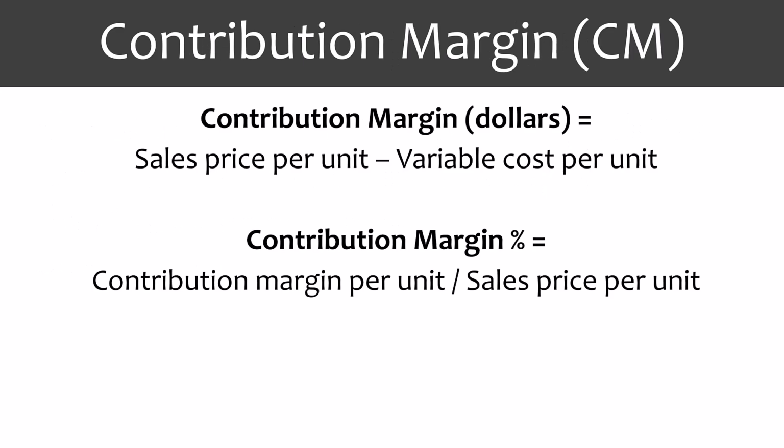Before we get any further into calculations, we need to go over some definitions. First of all, the contribution margin. The contribution margin in dollars is calculated as the sales price per unit minus the variable cost per unit. The contribution margin ratio, or contribution margin percentage, is the contribution margin per unit divided by the sales price per unit.